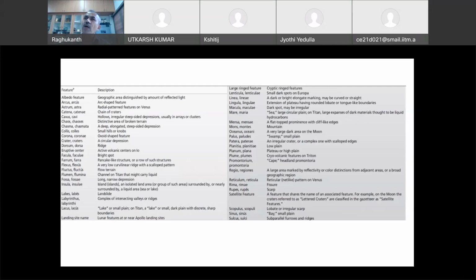I want all of you to go through this, and then you will be able to understand all of them, like Maria. Maria means, can you read this? They said Mare Imbrium on the Moon. What do you mean by Maria? Large circular plains, and on Titan, large expanses of dark materials thought to be liquid hydrocarbons. So this we call Maria. These words all have a specific meaning.